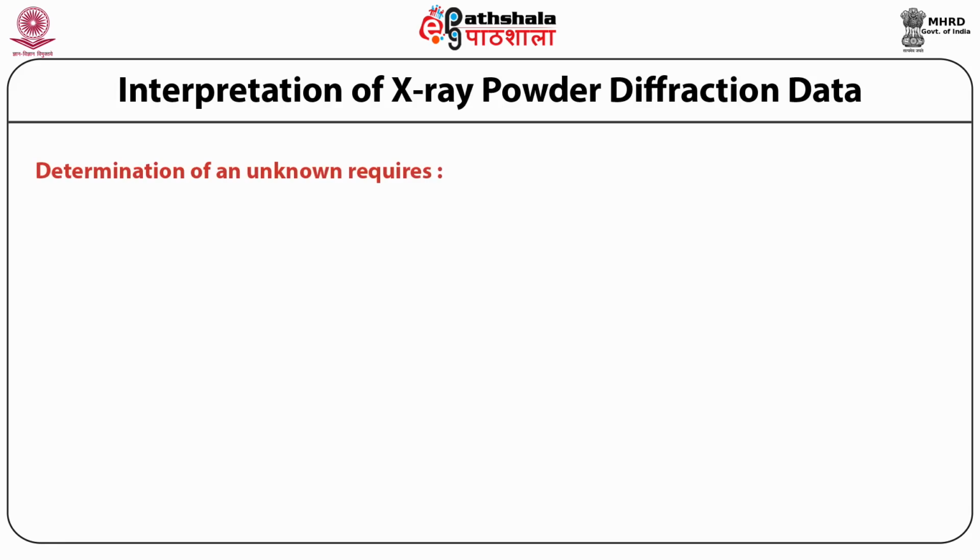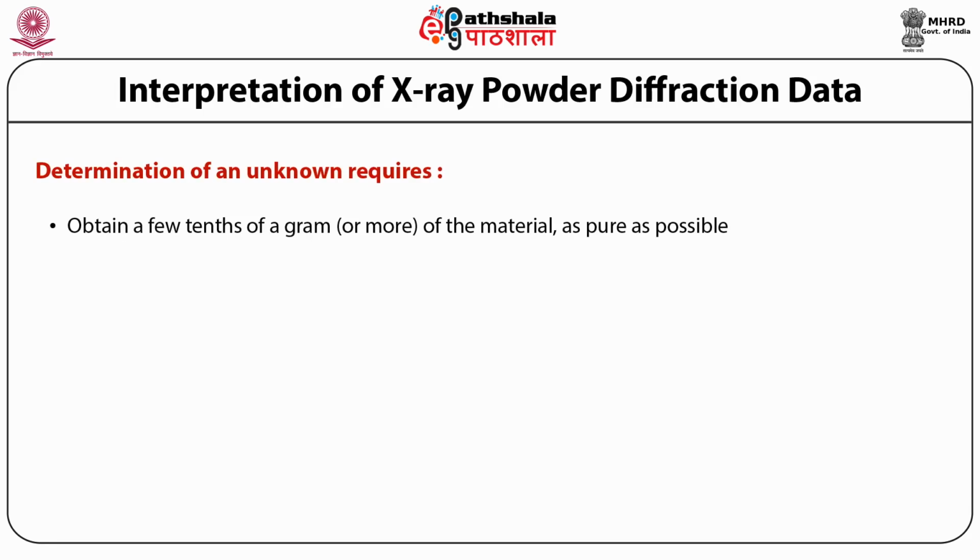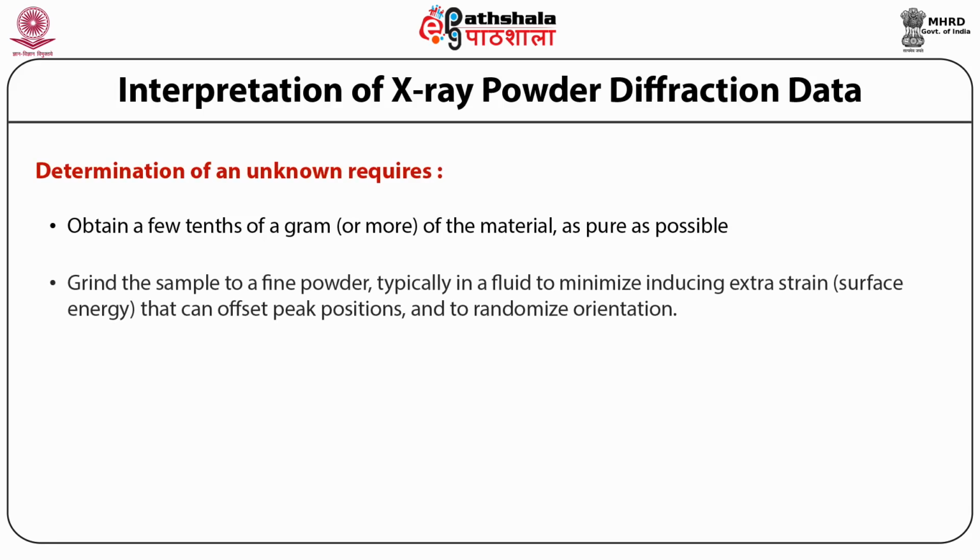Moving on to the determination of an unknown material, we have to obtain a few tens of grams of the material, as pure as possible, and grind the sample to a fine powder, typically in a fluid, to minimize inducing extra strain that can offset the peak positions and also to randomize the orientation. Powder less than 10 micrometers in size is always preferred.